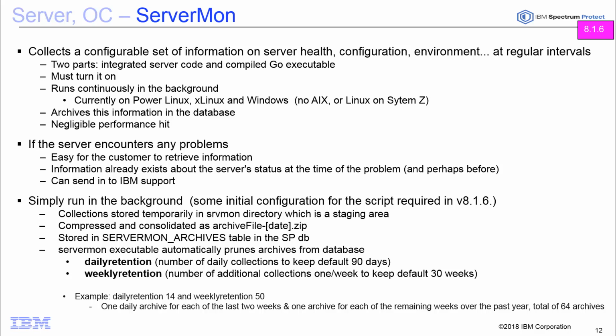Once this information is collected, it will be zipped together and then archived in our Spectrum Protect database. We do see a negligible performance hit with the out-of-the-box options. There are some options that level 2 might have you turn on that might cause a little bit of a performance impact, but out of the box you will see negligible performance hit. Now if the server does encounter any type of problem, the customer can easily retrieve this information from the Spectrum Protect database and then send it off to level 2 support to examine.